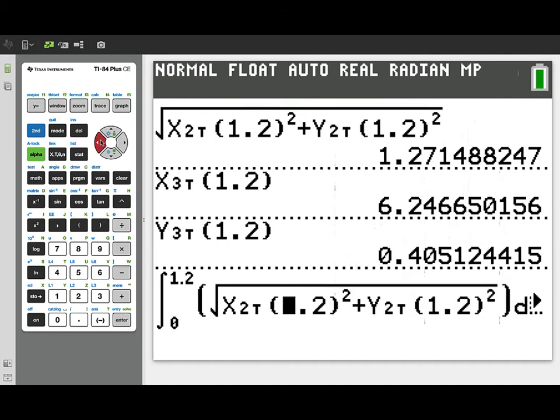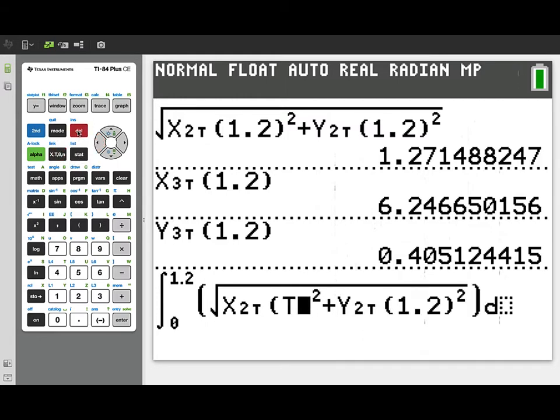I'm just going to edit it by replacing the 1.2s, the specific value we used in part A, with t. So I'm entering a general speed function as my integrand by replacing 1.2 by t wherever it appeared. So there's our speed function for our integrand, and now we'll integrate with respect to t over the interval from 0 to 1.2.